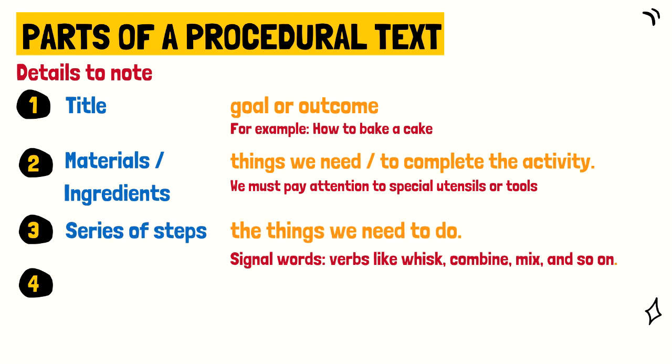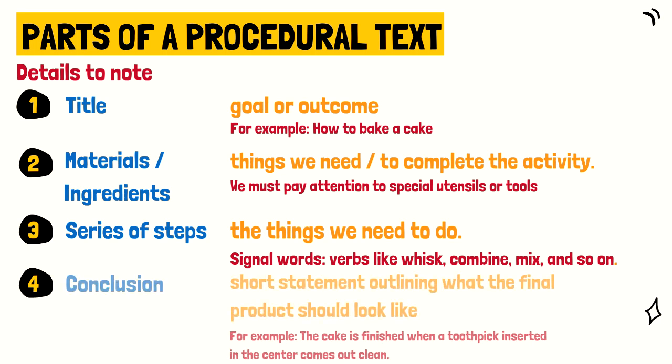The series of steps are the things we need to do. They are listed in chronological order. The signal words that are often used are verbs like whisk, combine, mix, and so on. The conclusion is a short statement outlining what the final product should look like.